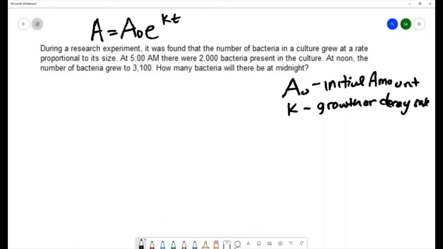And in this example, our bacteria culture starts at 2,000 and grew to 3,100. So this one is going to be a growth rate. And whenever it's a growth rate, k will come out to be positive. And then t stands for time. And A is going to be your amount after time.